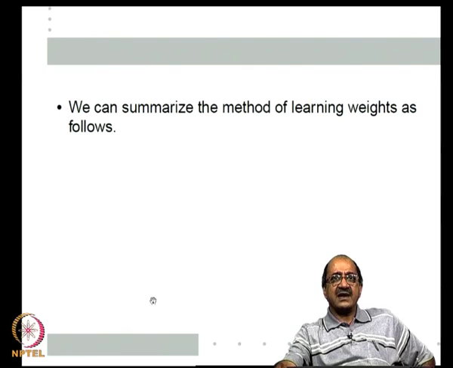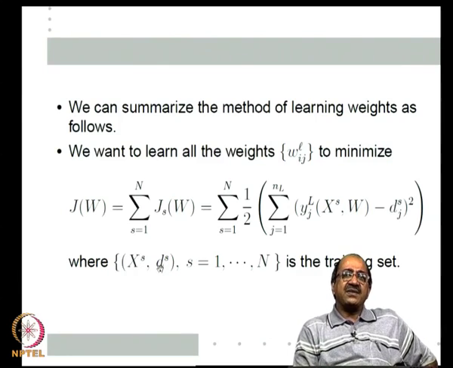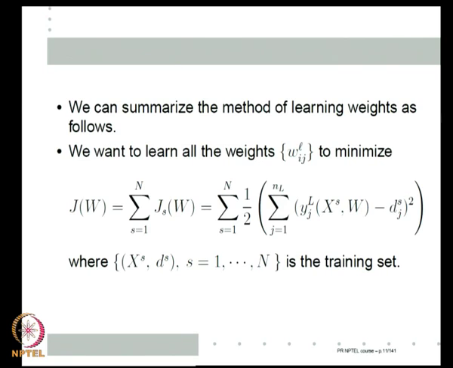Let us first summarize the method of learning weights. What is it that we want to do? We want to learn the weights wijl. Recall that wijl is the weight that connects node i in layer l to node j in layer l plus 1. We are using layered feed-forward networks where interconnections always connect nodes in one layer to the nodes in the next layer. So, nodes in layer l can only connect to nodes in layer l plus 1. That is why we have a notation whereby wijl is the weight that connects node i in layer l to node j in layer l plus 1.